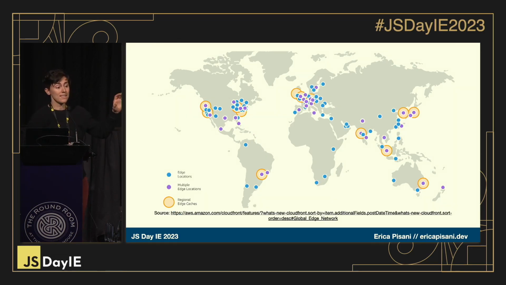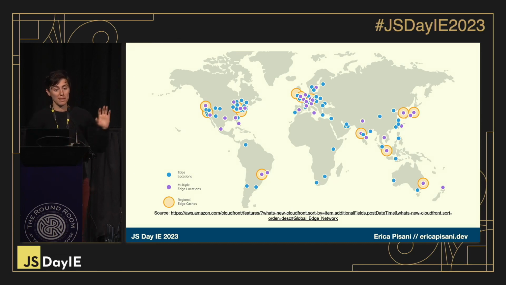The blue dots indicate individual edge locations, the purple ones denote multiple ones, and those yellowish orangish circles represent regional edge caches. Because these edge servers have smaller caches available, they give you a little bit of wiggle room before you have to make a request to a very distant origin server. So if you can handle a user request in its entirety, or even part of it, in the edge network, you will get significantly faster performance from your applications due to the reduced request latency.